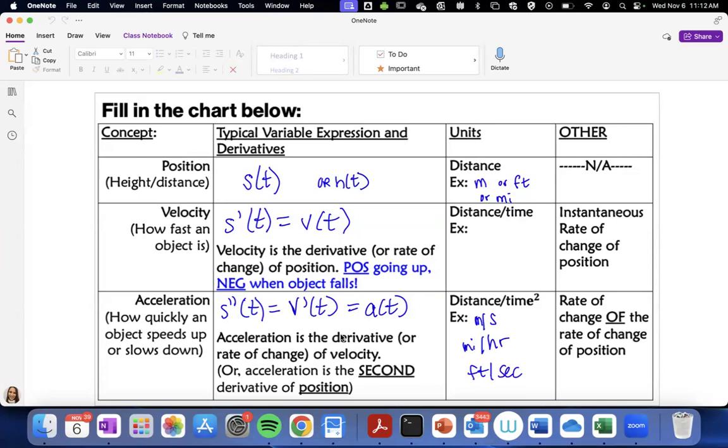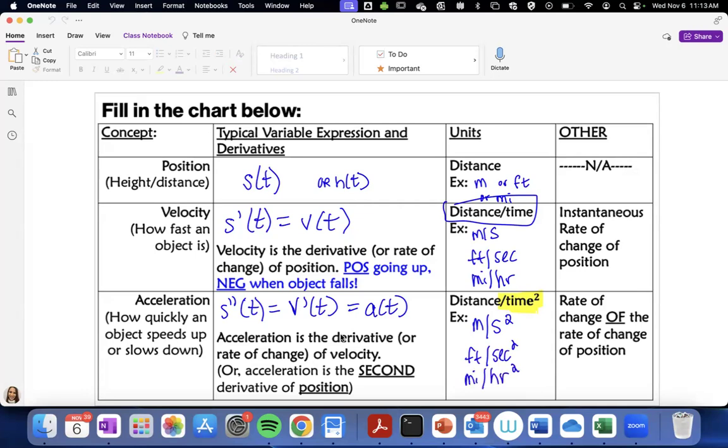Oh, I'm sorry. I forgot to put units for velocity. That's for velocity: meters per second, feet per second, or miles per hour. Okay. Notice for acceleration, the units are over time squared. So that is meters per second squared, feet per second squared, or miles per hour squared. You have to square the time.